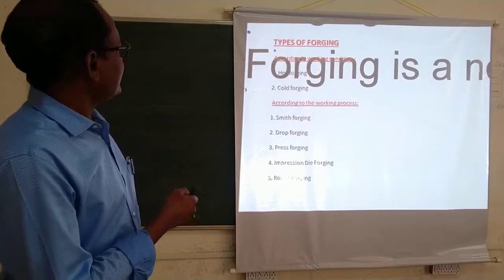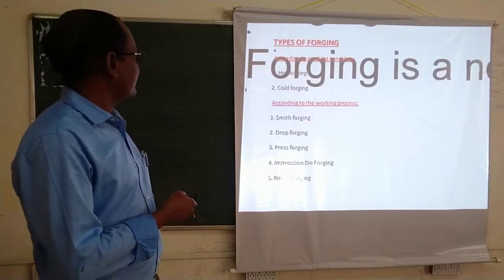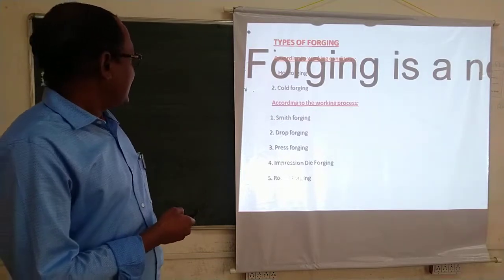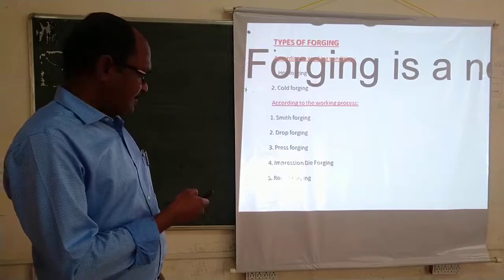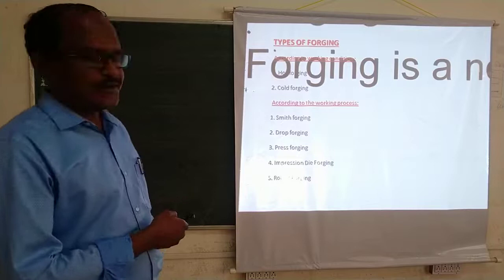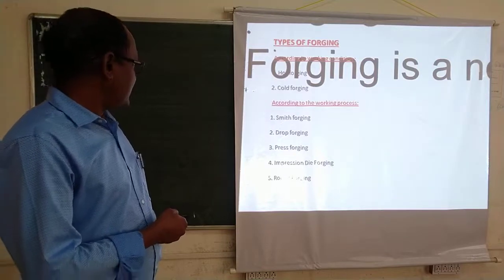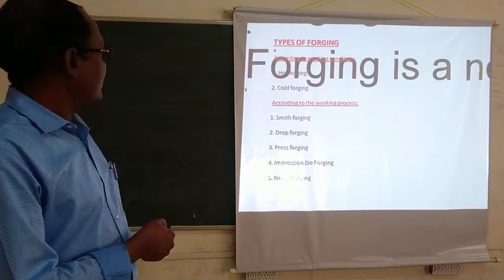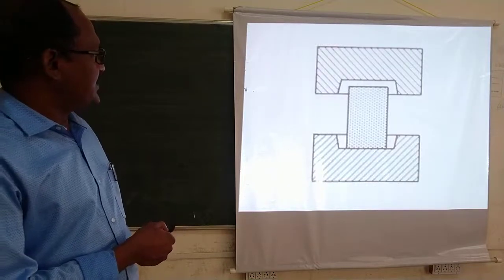So these are the various types of forging: hot forging and cold forging according to the working conditions. And according to the working processes, forging processes are classified into smith forging, drop forging, press forging, impression die forging, and roll forging. So this is the impression forging.